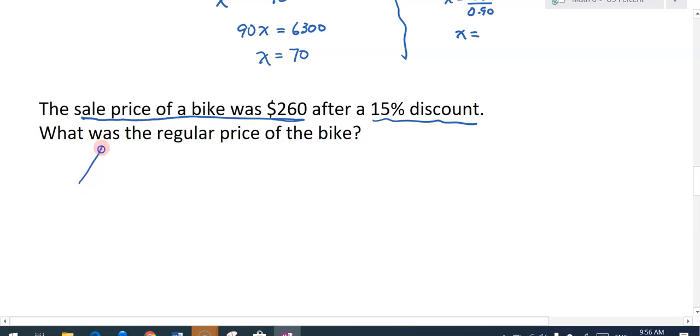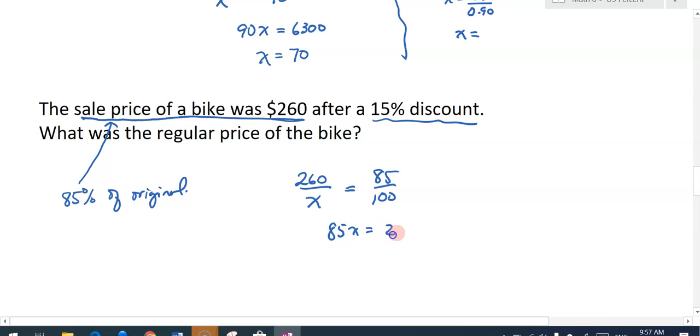So if this is the sale price after a 15% discount, the sale price is 85% of the original. And this is where that little concept really helps us, because we can set it up in a proportion using 85%. This 260 is 85% of the original price. So 260 out of what equals 85 out of 100. And then we can solve it.